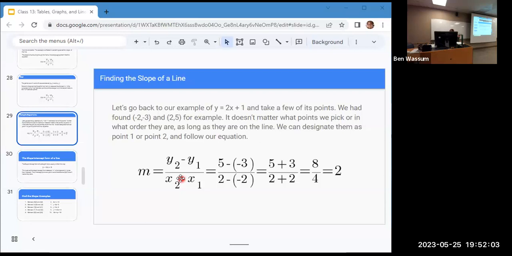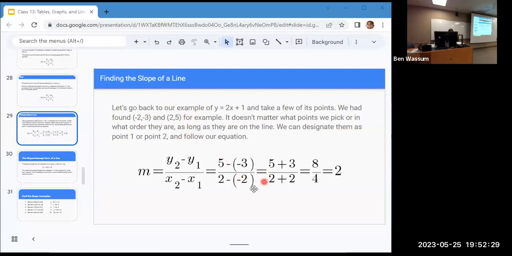So if you're considering those point 1 and point 2, the idea with these points is that -2, -3 would be x1, y1, and then 2, 5 would be x2, y2.